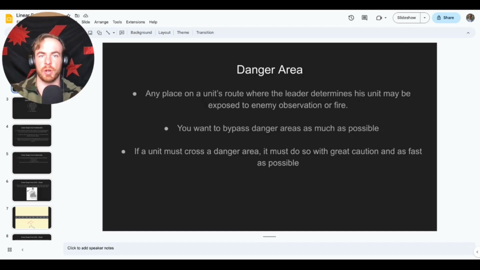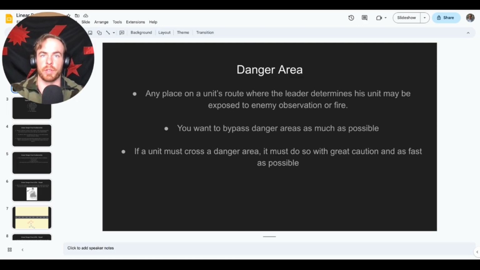First of all, a danger area is any place on a unit's route where the leader determines his unit might be exposed to enemy observation or fire, more so than usual. Obviously, at any point during your patrol, you could be spotted by the enemy, but there are some situations and places where you are much more likely to be seen, or the enemy has easier observation of you, or has some kind of ISR asset or reconnaissance element surveying a specific area where they have a high chance of seeing you. You want to bypass these as much as possible.